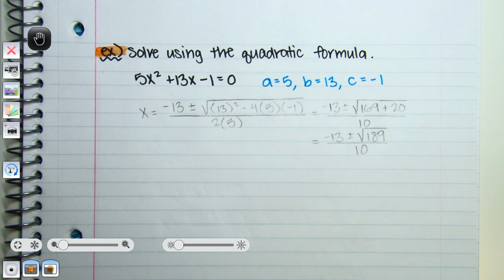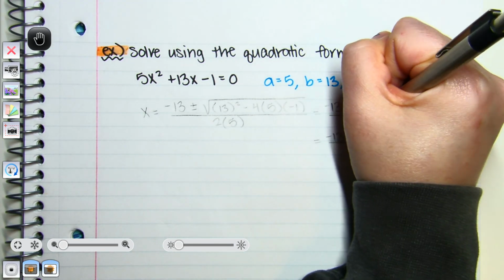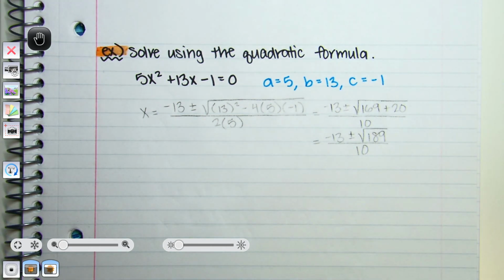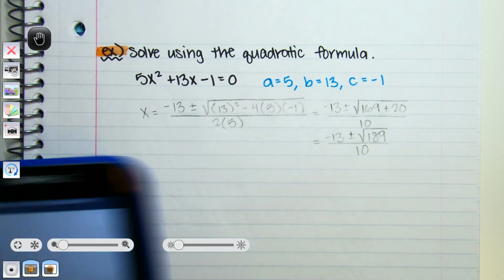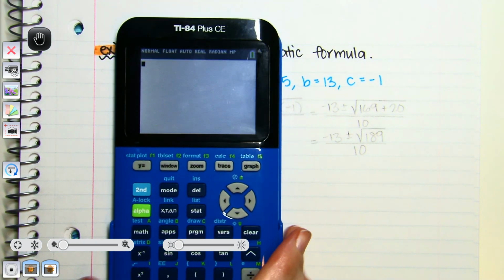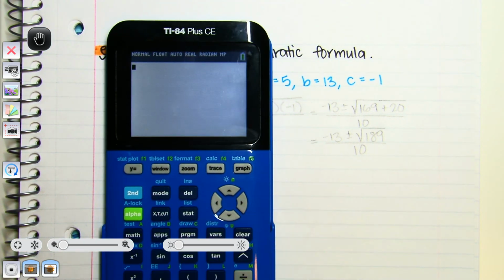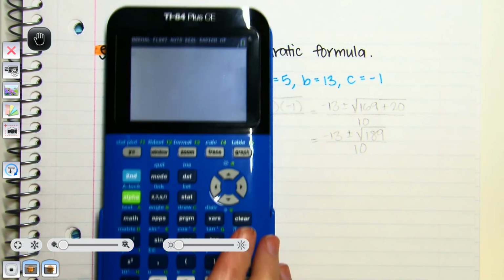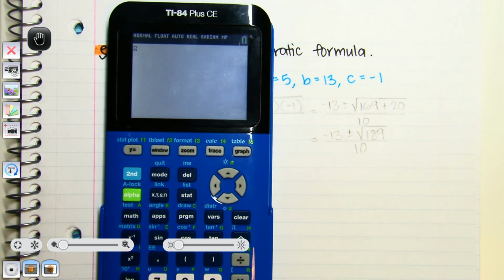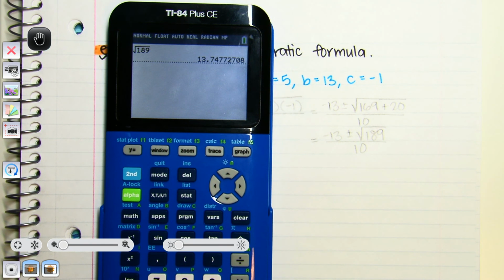All right, you should have gotten to this point. You have 189 underneath your radical. Now, when I look at that at first glance, I don't recognize that to be a perfect square, but I'm going to show you how to do the checking in your calculator. So first thing I do is I'm going to check the square root of 189 just to make sure, because sometimes it'll be a bigger number. So it is not a perfect square.